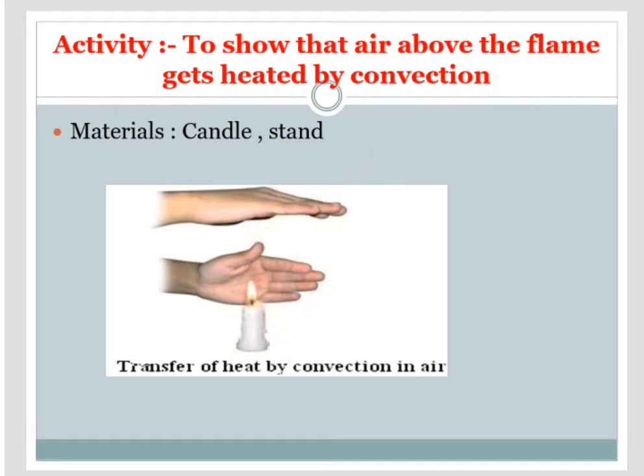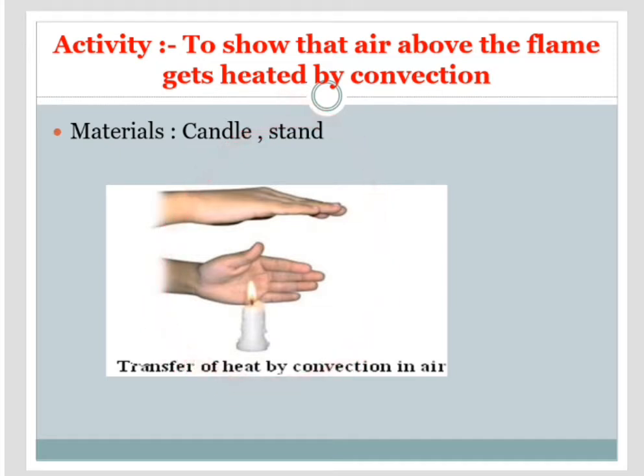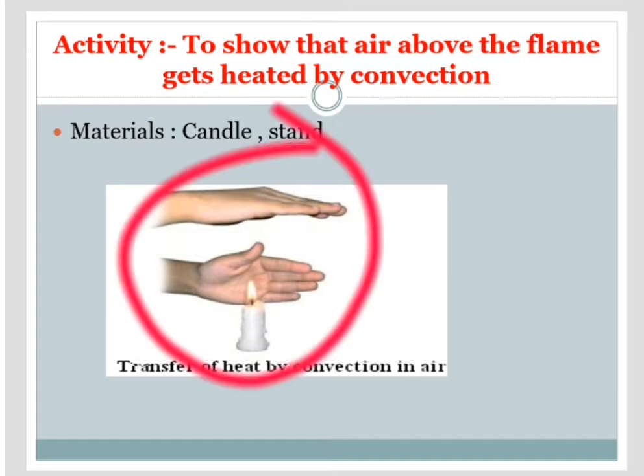See the figure. Do your hands feel equally hot? Yes or no? Observation. The hand above the flame feels hotter than the hand on the side. Okay. Conclusion. The air above the flame gets heated by convection, while convection does not occur on the side. Okay.